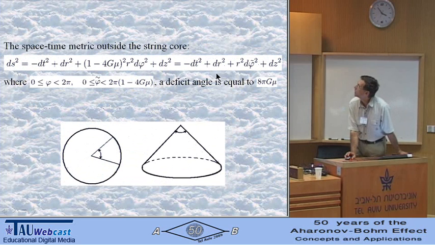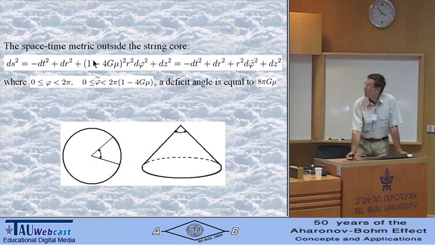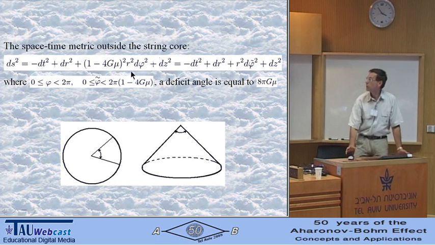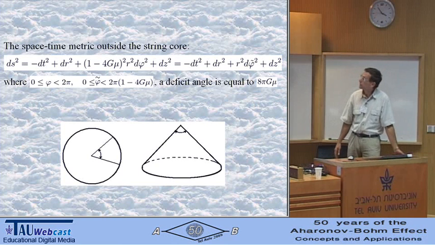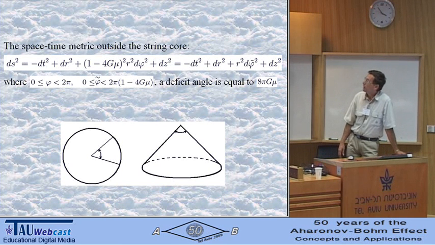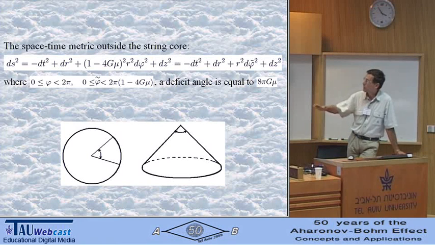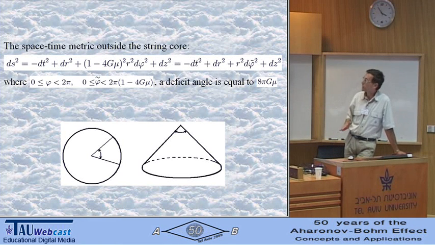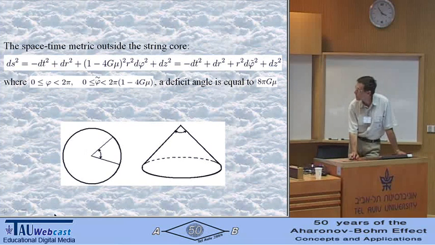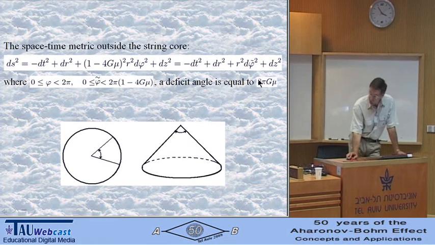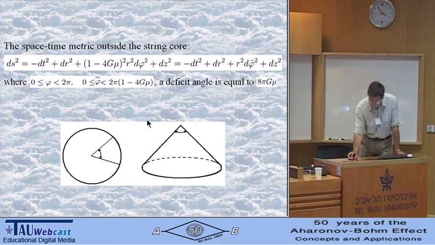Now, the metric can be calculated using this Einstein-Hilbert equation, and outside the string, it is flat, but it is non-Minkowskian, because the surface which is transverse to the string, to this vortex, is a surface of a cone with a deficit angle. This deficit angle is equal to 8 pi G mu. G is the gravitational constant.